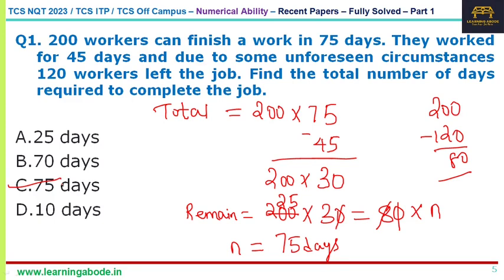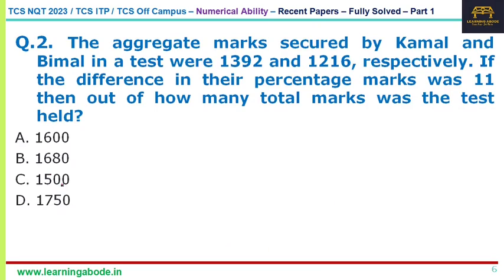Now we'll move on to the second question. You can say it is a percentage based question. They give that the aggregate marks of Kamal and Bimal in the test were 1392 and 1216. If the difference in their percentage was 11, then what was the total mark? Kamal got 1392 and Bimal got 1216.